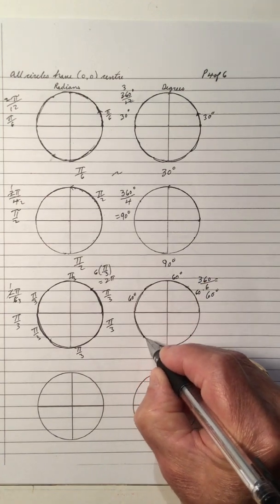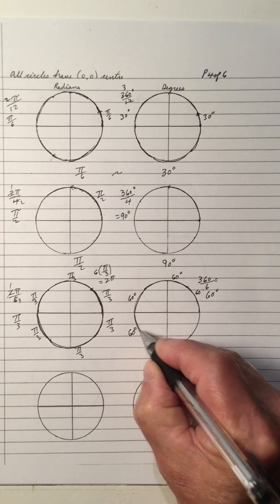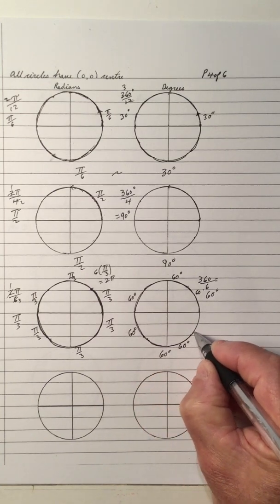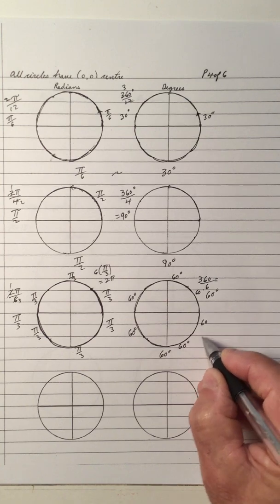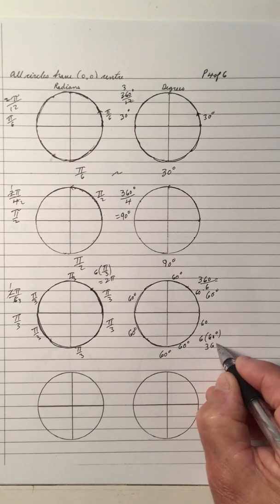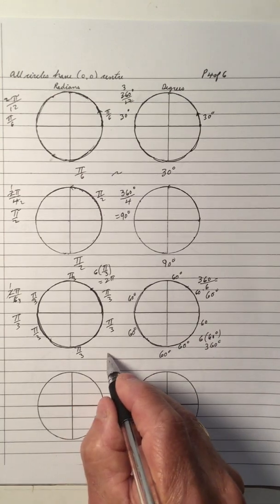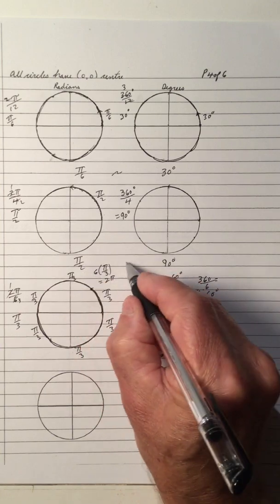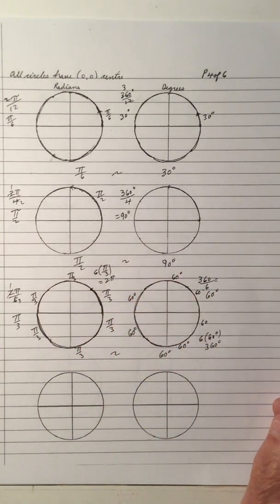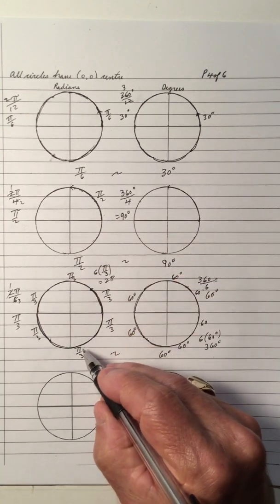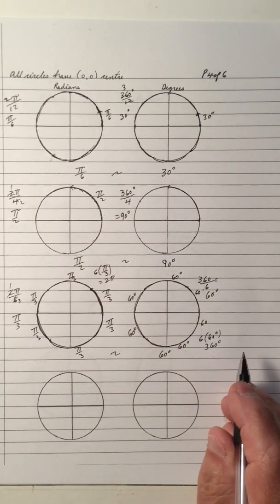And if you go here, that's 60 degrees. And if you go another 60, and another 60, you get six 60s, which is all the way around. So pi over 3 is equated with 60. Pi over 2 is equated with 90. The radian measure of pi over 2 is 90. Pi over 3 is 60.